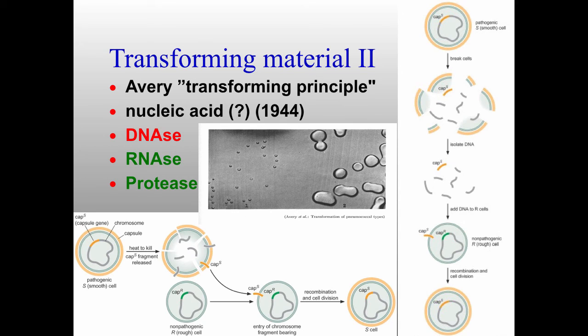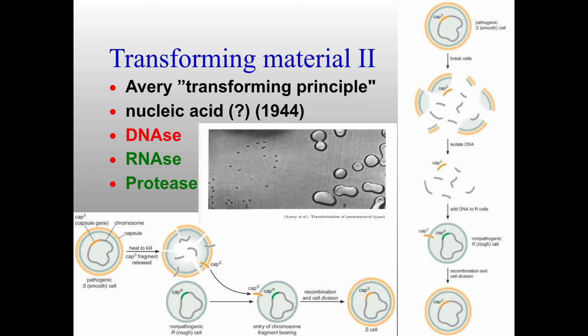Fortunately, there were a few people, including Avery and his group, Avery, MacLeod, and McCarty, who said, actually, we think this is kind of interesting. We're going to try and follow up on this. The main thing that Avery's group did was, instead of just taking a killed S strain and mixing it together with an R strain, they took that killed S strain and separated it into as many different pieces as they could, and then saw if they could get that transformation to take place.